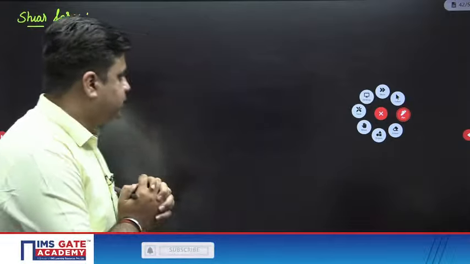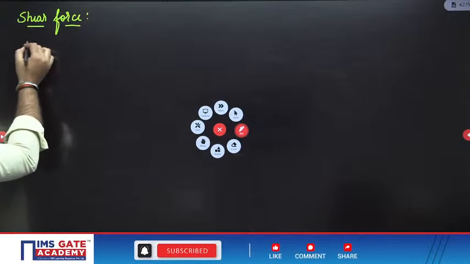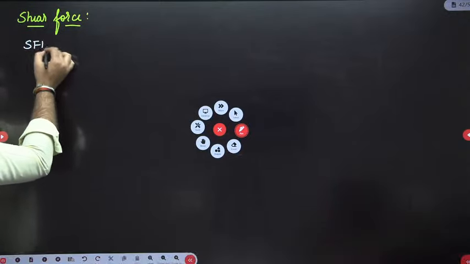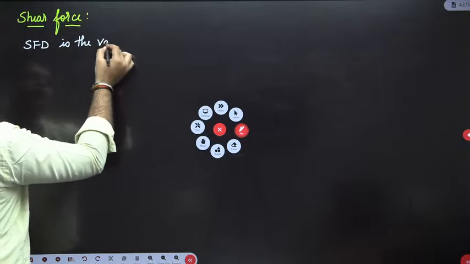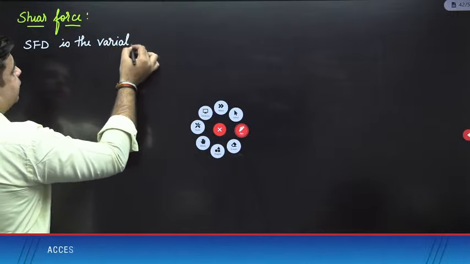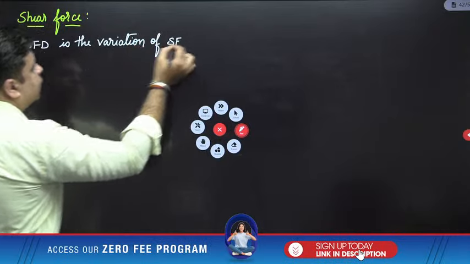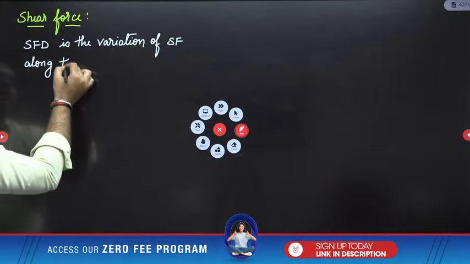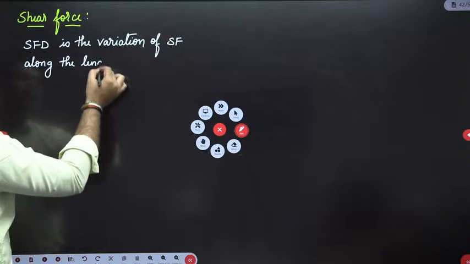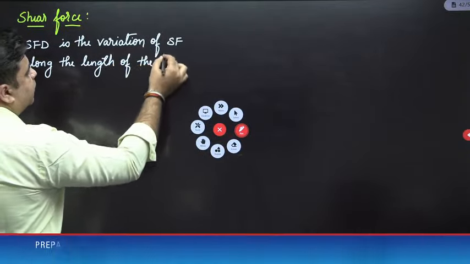Now see this. Shear force diagram, SFD, is the variation of shear force along the length of the beam. Very important thing, length of the beam.